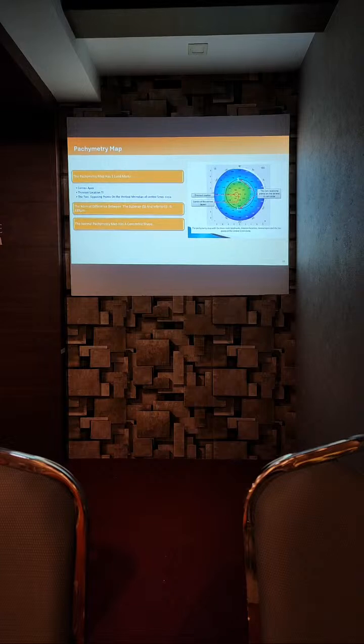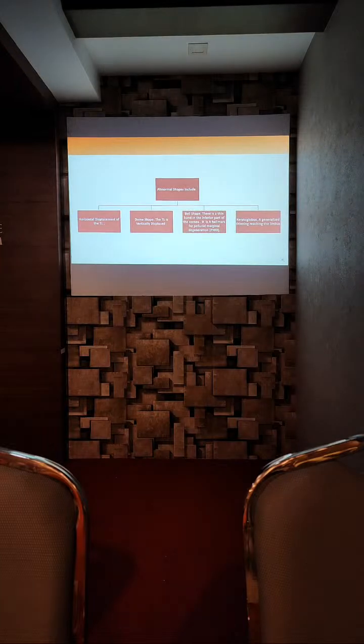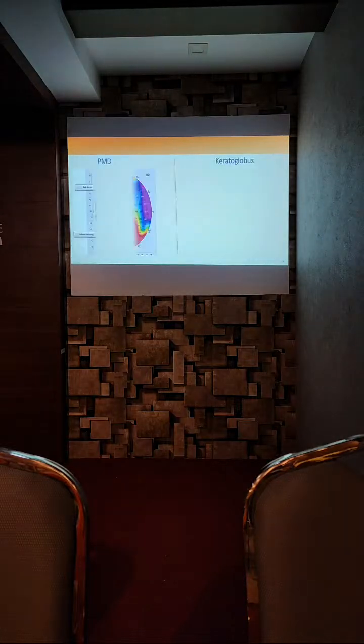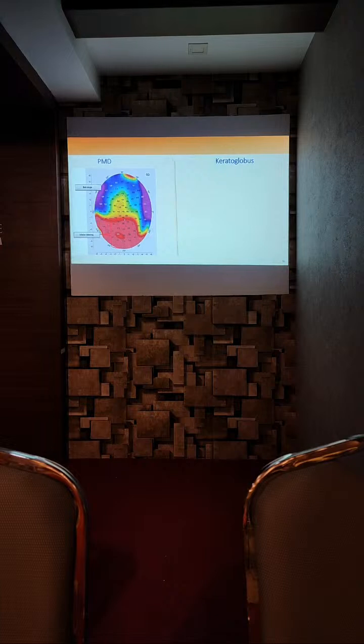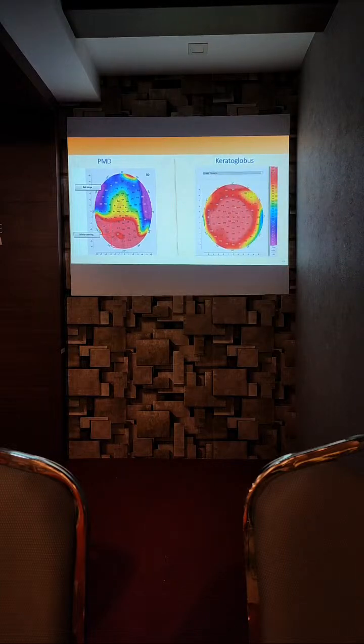Usually a normal pachymetry map will have a concentric shape. So what is a normal pachymetry map? It can be a horizontal displacement of the thinnest location or a vertical displacement of the thinnest location. It can be a bell shape, which is seen in pellucid marginal degeneration. There will be an inferior thinning. And in case of keratoglobus, the pachymetry map will have generalized thinning.